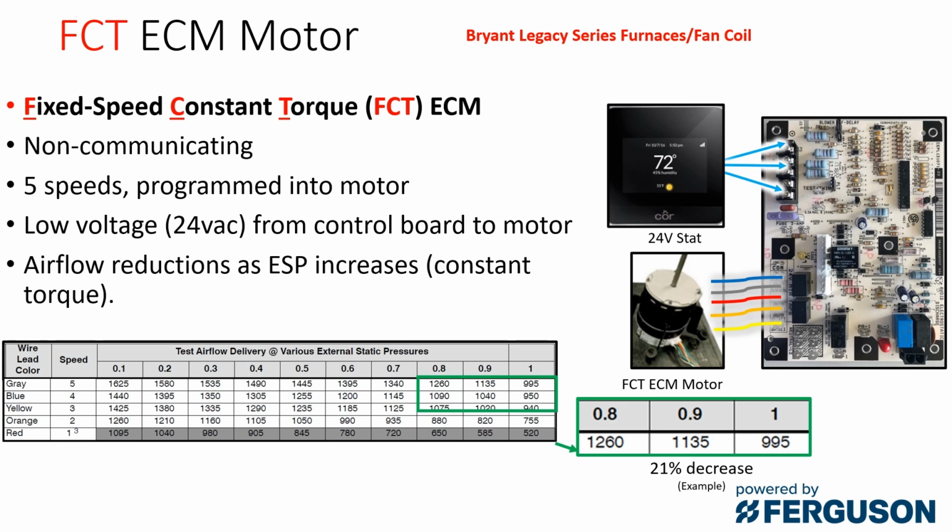So you'll notice that at 0.5 we have 1,445 CFM available, and as the static pressure increases, as with the PSC, and you get up to an inch of water column, that CFM has decreased to 995 CFM available, which is a 21% decrease.